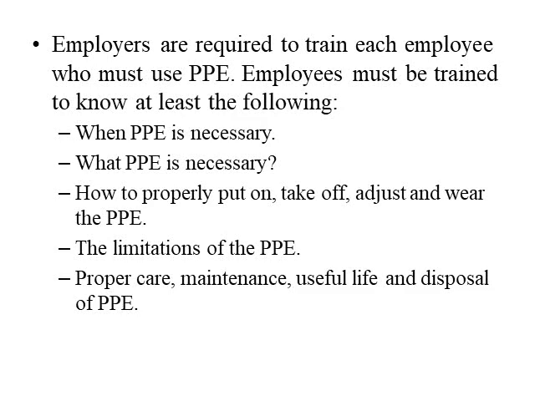for which operation what PPE they need, how to properly put on, take off, adjust and wear the PPE, and what are the limitations of PPE. When we say the limitation of PPE, it means that once you wear PPE, it doesn't mean that you're completely out of danger or there's no risk at all. Of course, risk will always be there. So they should know the limitation of each PPE, personal protective equipment. And of course, they should know proper care, maintenance, useful life and disposal of PPE. So these are the things that an employer should make the employees aware of.